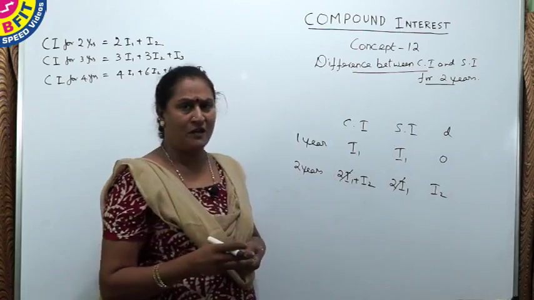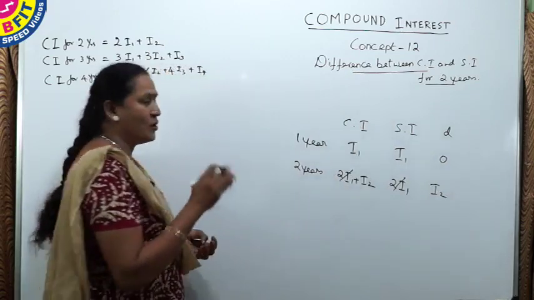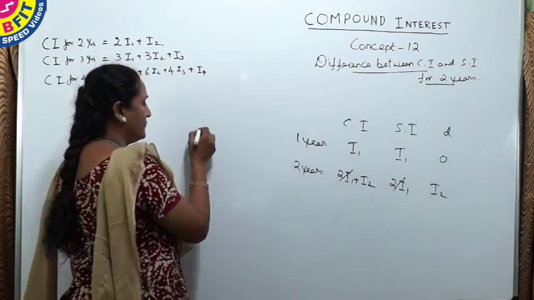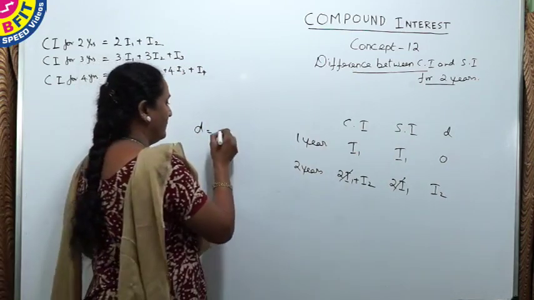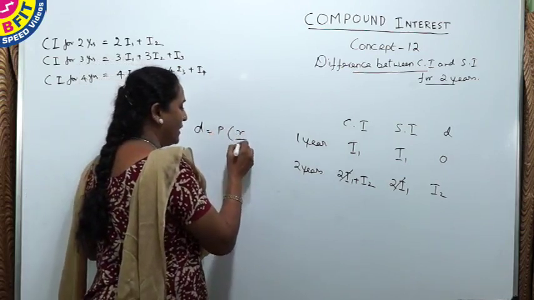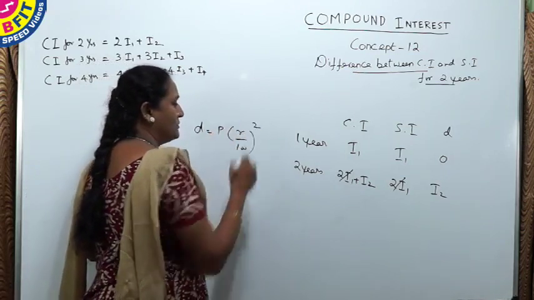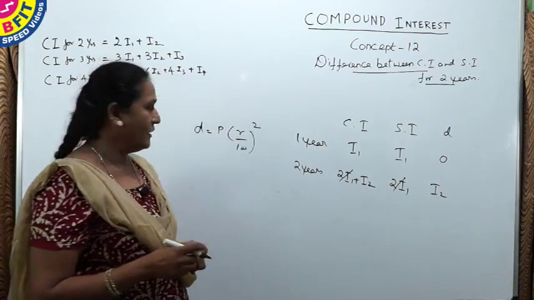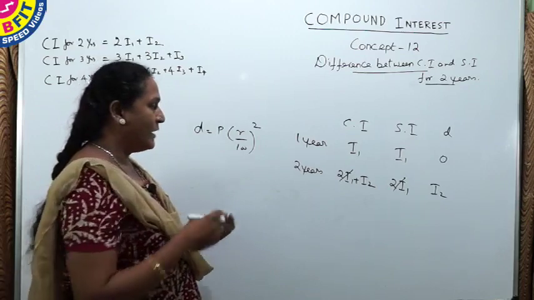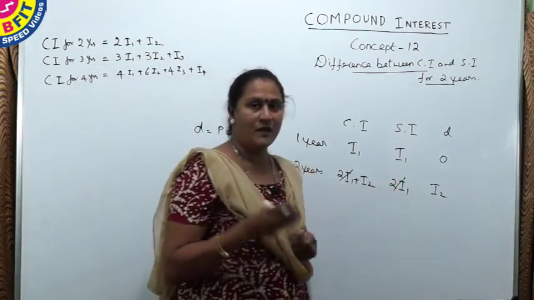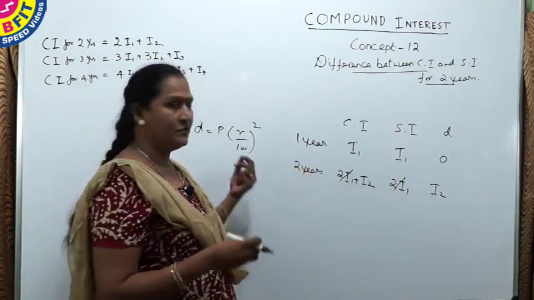There is a formula to find the difference between compound interest and simple interest for 2 years. D is the difference between CI and SI: P into R by 100, the whole square. Using this formula, you can find the difference between compound interest and simple interest. But using this I1, I2 concept, you can easily find the difference without using this formula.